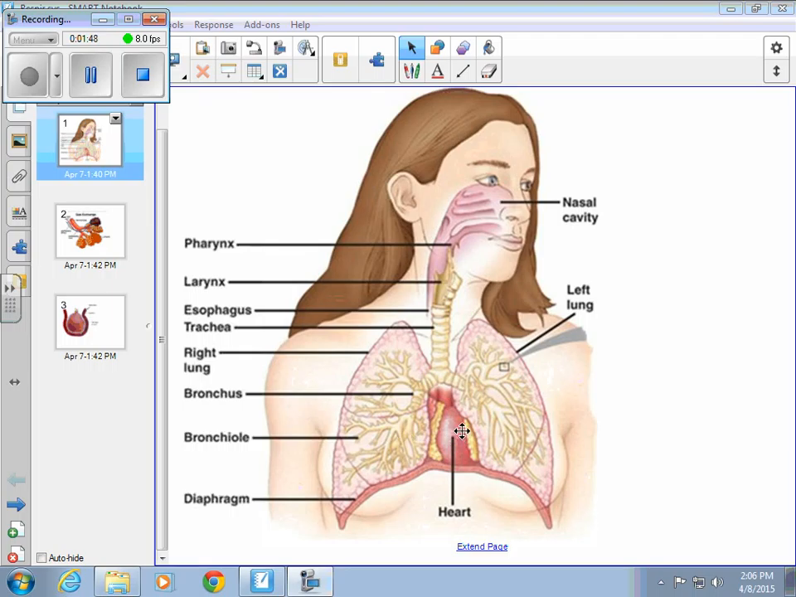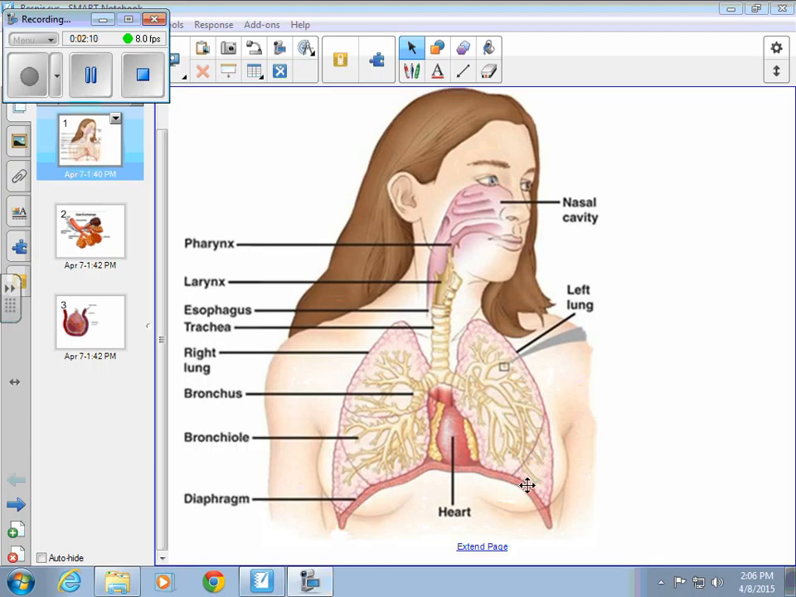This diagram shows where the heart is in relation to the lungs. From the activity that we did during the circulatory system, when you were mapping out the path of the blood from the chambers of the heart out to the lungs, I had asked a lot of you to put the lungs on either side of the heart, and it shows it perfectly. The heart is right in the middle of the lungs.